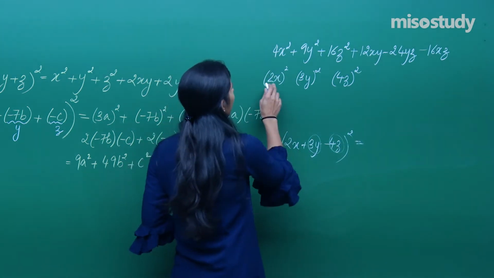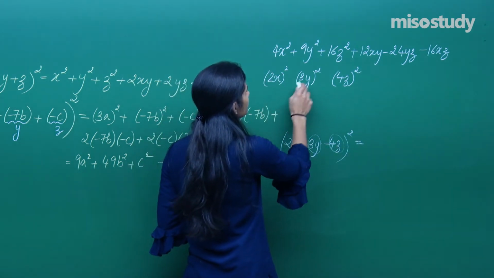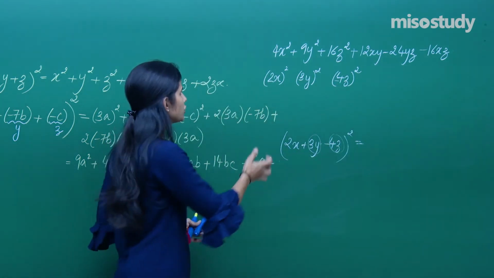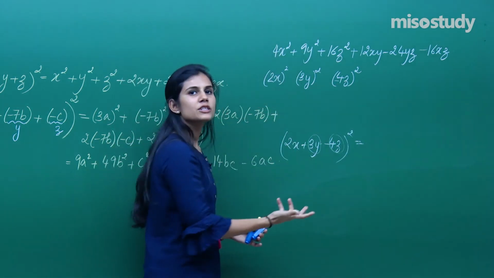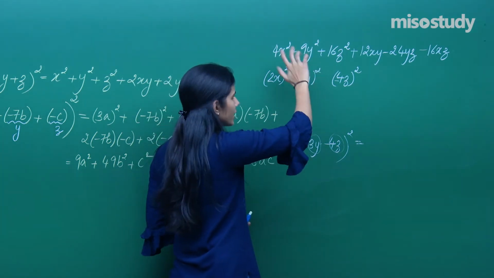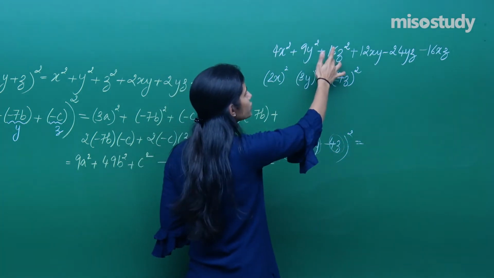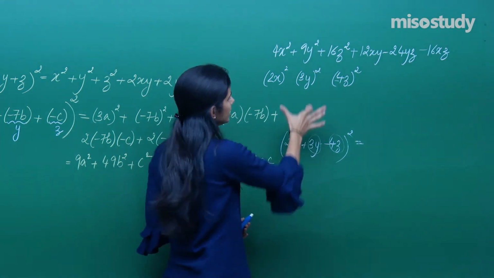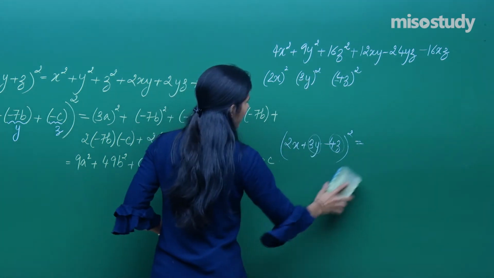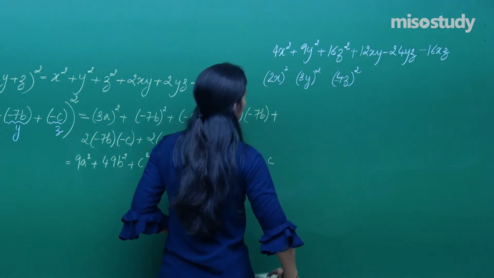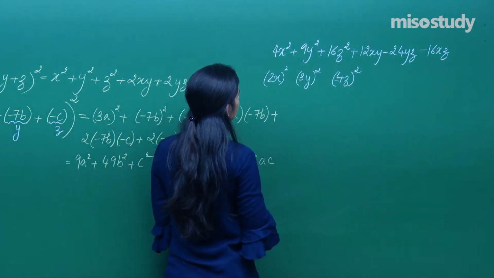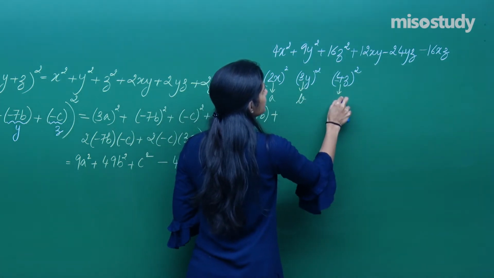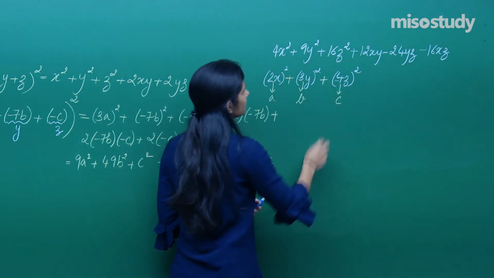So actually I can write this as (2x) whole square, (3y) whole square, and this will be (minus 4z) whole square. See, of course, you can write this as (2x) whole square as well as (minus 2x) whole square, (3y) whole square as well as (minus 3y) whole square, (4z) whole square as well as (minus 4z) whole square. But what actually we have to choose is this. So I am going to have a as 2x, this is my a, b as 3y, and c as minus 4z.